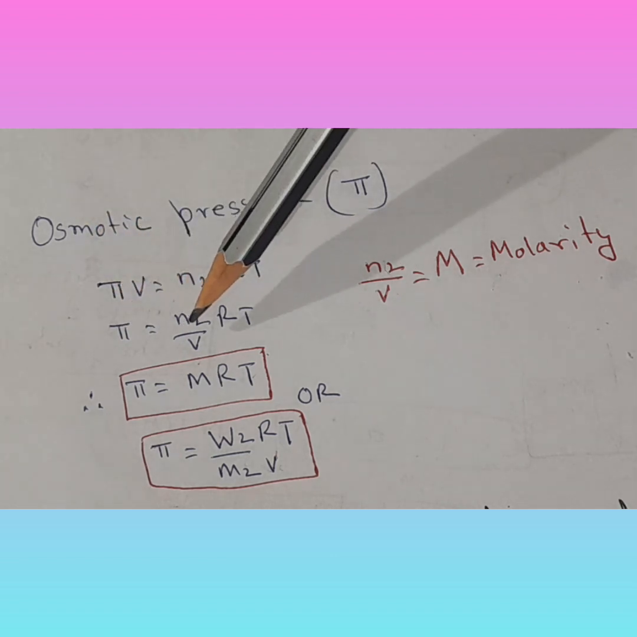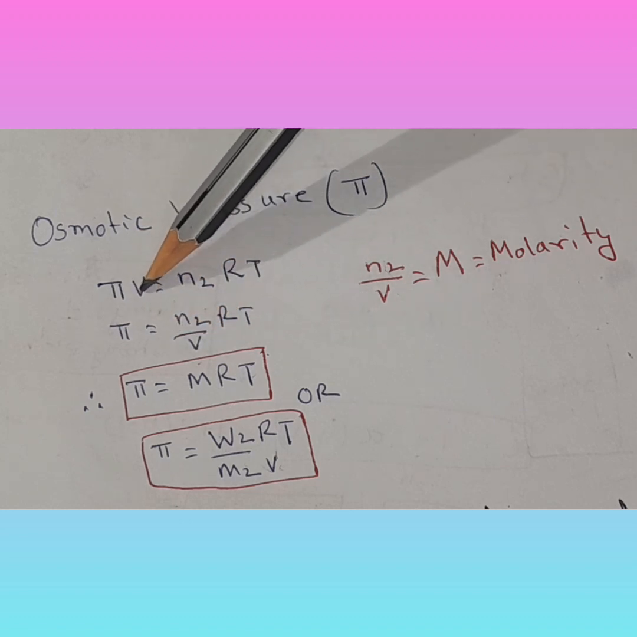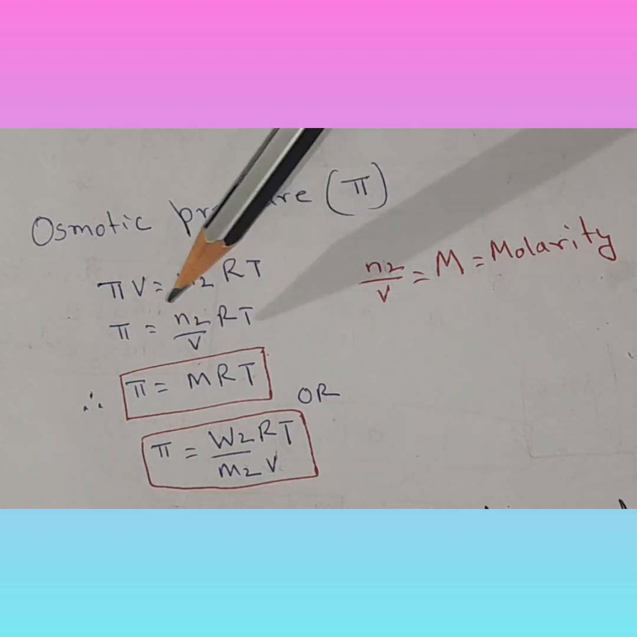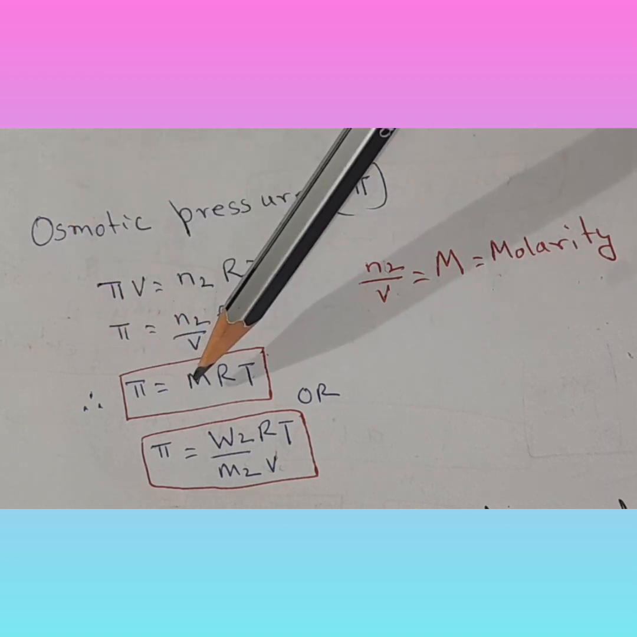So pi is equal to N2. I take V this side, I take V below N2. So pi is equal to N2 over V RT. Now N2 over V we know is the formula for molarity. So pi is equal to capital M RT.